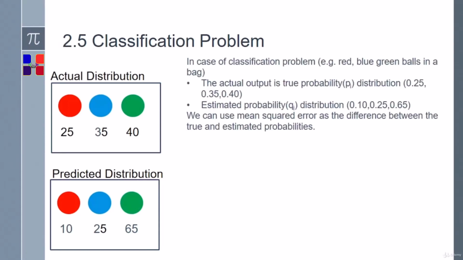But in the case of a classification problem, there are a few uniqueness, right? One of the uniqueness is that all these probabilities sum up to 1. So the estimated probability as well as the actual probability, both of them sum up to 1.